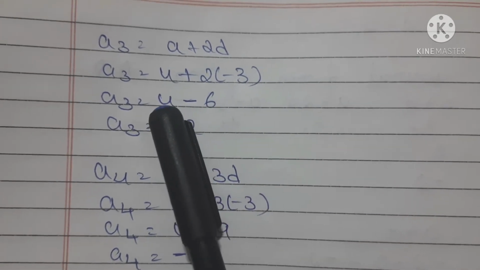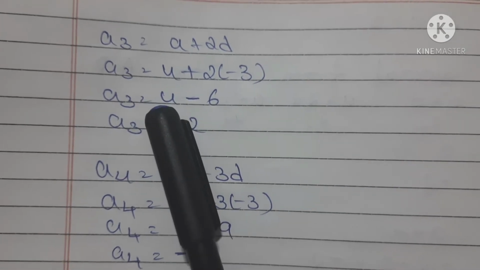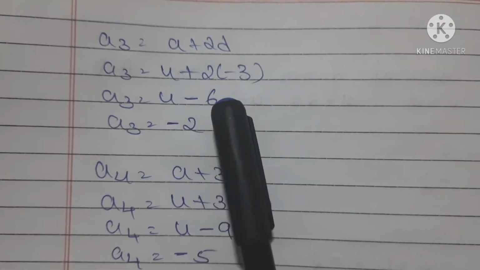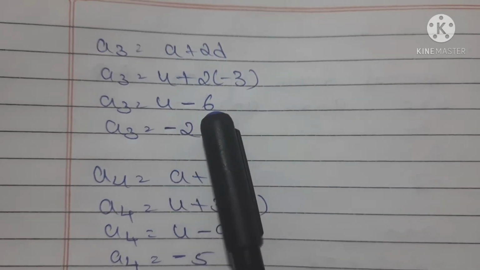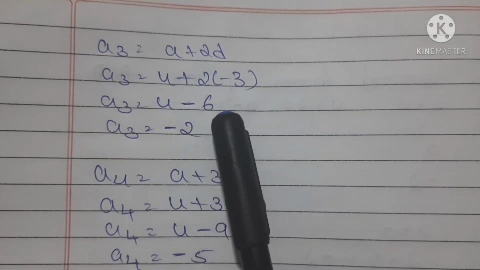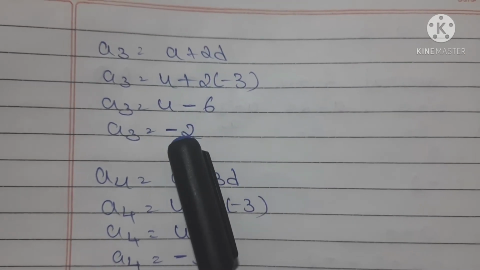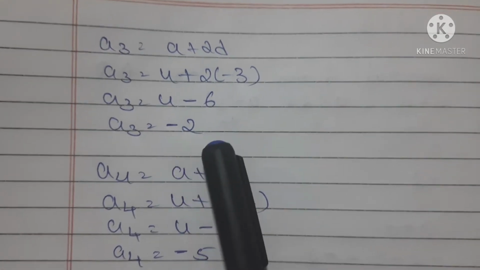4 has a plus sign and 6 has a minus sign. When there is one plus and one minus, we should subtract these two. Now 6 minus 4 is 2. Of these two, 6 is the bigger number. 6 has minus, that's why we are writing here minus 2.